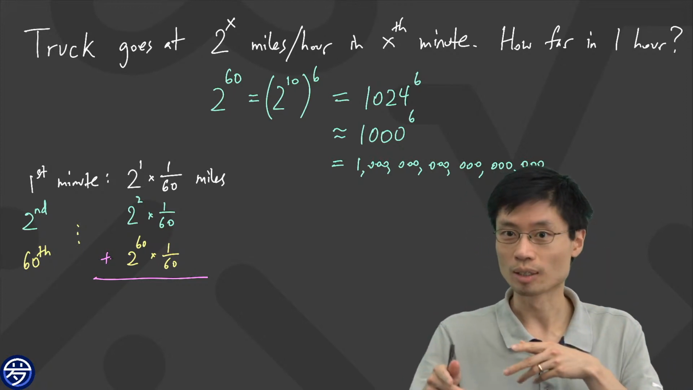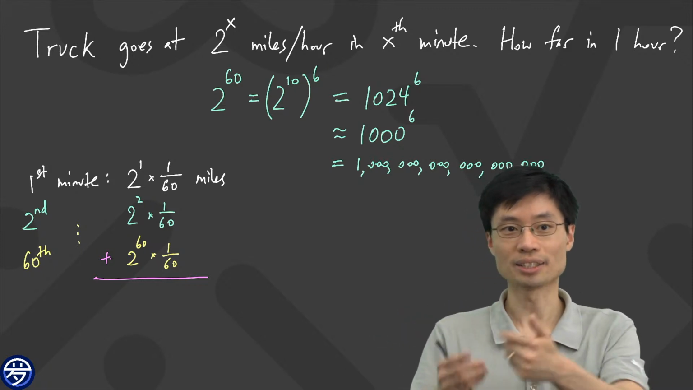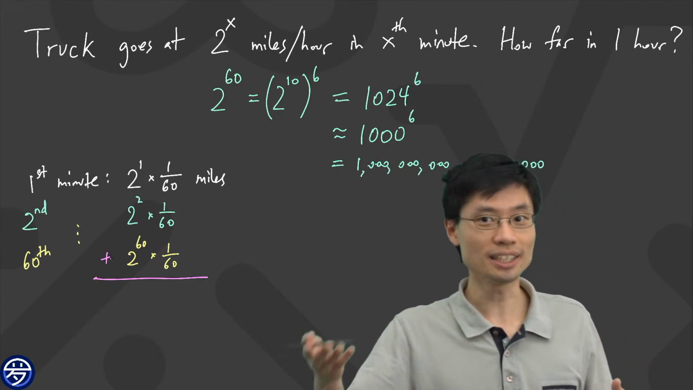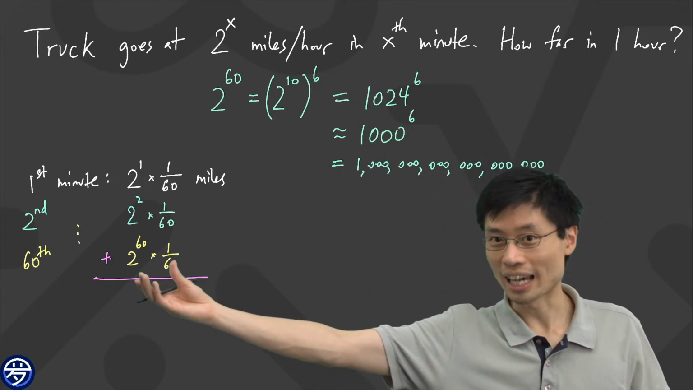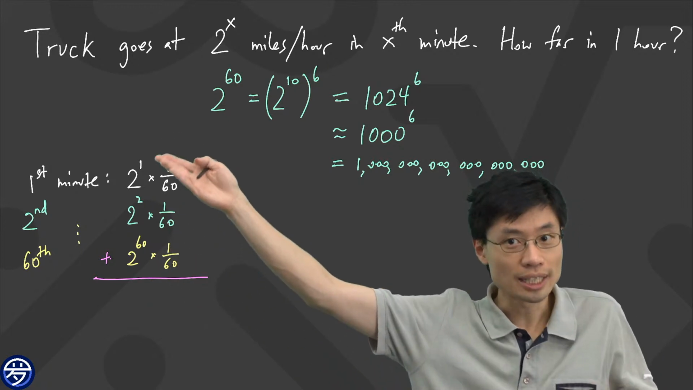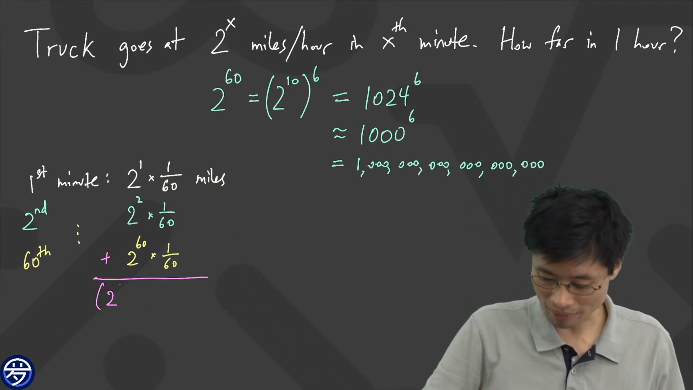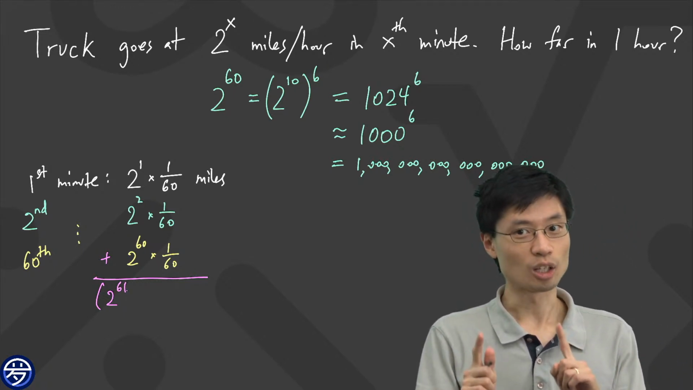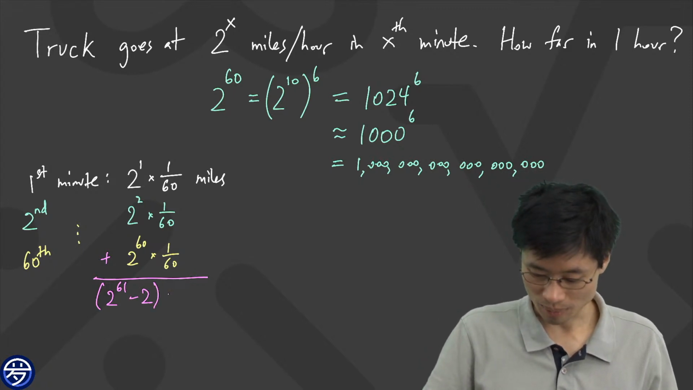If you add 1 plus 2 plus 4, it's just 8 minus 1. 1 plus 2 plus 4 plus 8 is just 16 minus 1. Okay? So if you add all these together, you're just adding up powers of 2, right? So it should be 2 to the power 61, the next power of 2, minus not 1, but 2, times 1 over 60.